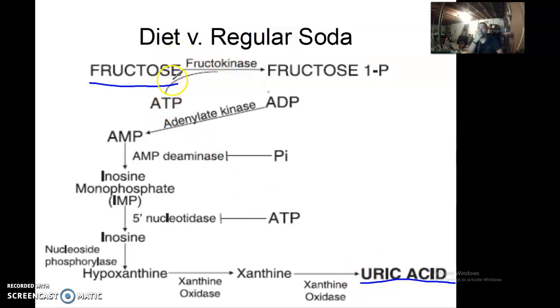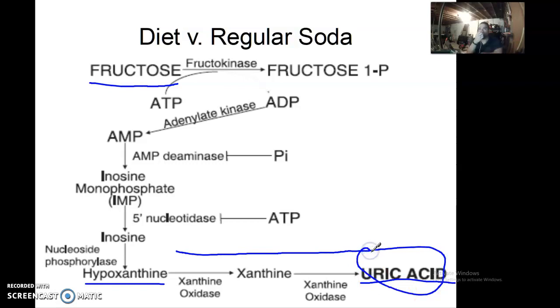So, with fructokinase and ATP, we have fructose 1-phosphate. However, this creates ADP. With adenylate kinase, the ADP is converted to AMP, adenosine monophosphate. It moves into inosine monophosphate, IMP. We push down into the 5' nucleotidase step, which pulls off the monophosphate and creates inosine. We have some byproducts here, a few more reactions to xanthine, and more uric acid.